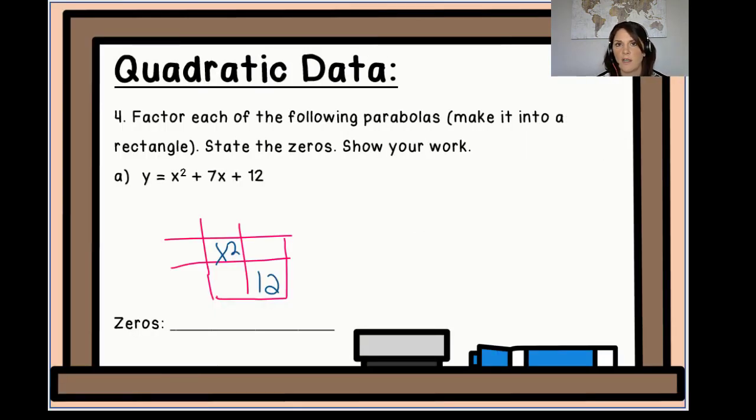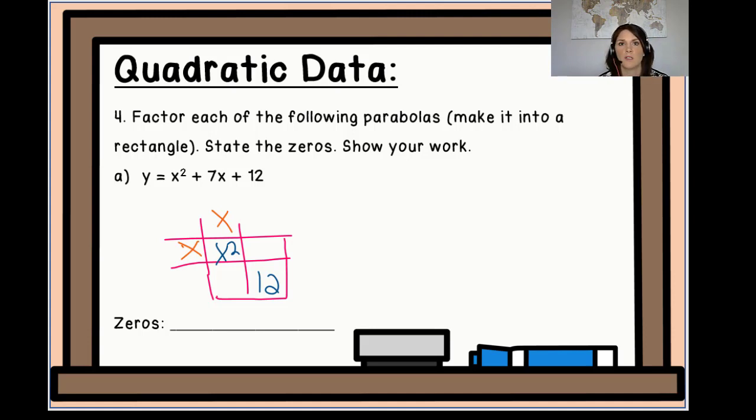So I know I'm going to have an x times an x in order to get an x squared. So on my table, I'm going to put in an x and another x. And then again, we need to find 2 numbers that multiply to give 12 and add to give 7. So I'm going to just use a little bit of trial and error here. So if I look at 6 and 1, they add to 7, but 6 times 1 gives us 6 and not 12. So that combination is not going to work.